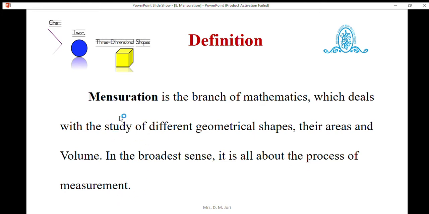In mensuration we can measure the sides, the areas, the volume of two-dimensional shapes or three-dimensional shapes.